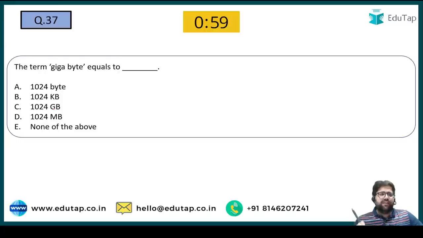Question number 37. The term gigabyte equals to. Now, I think maximum of you will go wrong on this particular question. So let's see who gives me the right answer of question number 37. The term gigabyte is equals to. Right now, we are on the memory part only.